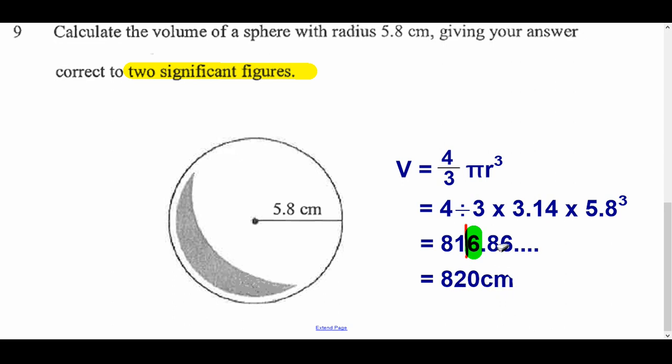Now you don't need to put 0.000, that'd be pointless. Okay, and make sure you put your units in. Okay, now that's how to get exactly 3 marks there. Write your working down properly, put your unrounded answer down, put your rounded answer, and make sure you've put your units in to get 3 marks.